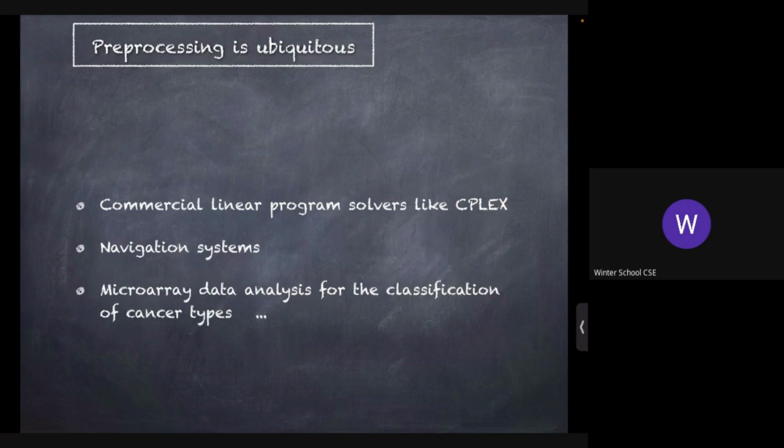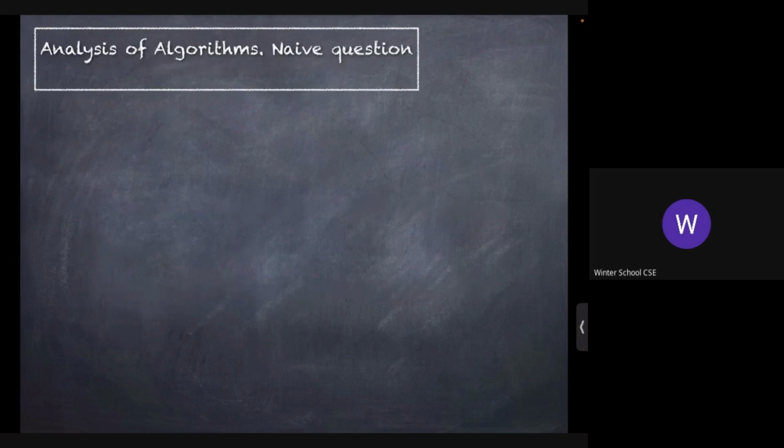And also, of course, in computer science, preprocessing is ubiquitous. If you look at almost any reasonable algorithm which works in practice, you have to do preprocessing to simplify your instance. Even in linear program solvers like simplex, in navigation systems, and just a lot of examples.